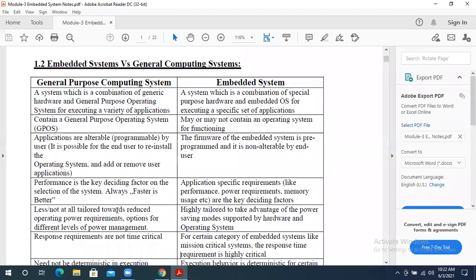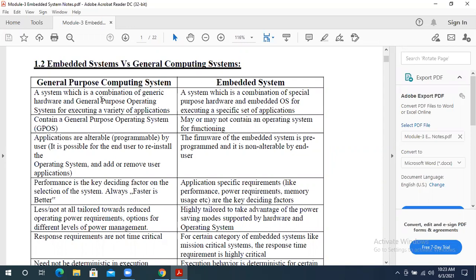Okay, the first point: a system which is a combination of generic hardware and a general purpose operating system here. Of course, in computers we have generic hardware, which means for 10 computers we can use the same devices. We have the same CPU, the same monitor, and the same OS also. We can use the same OS for the 10 computers.